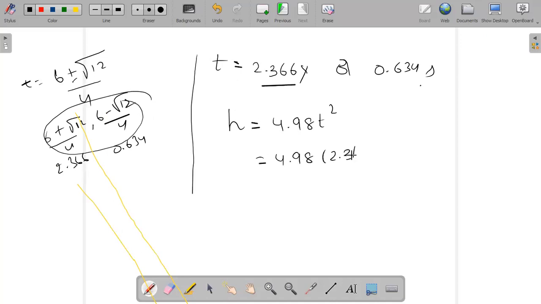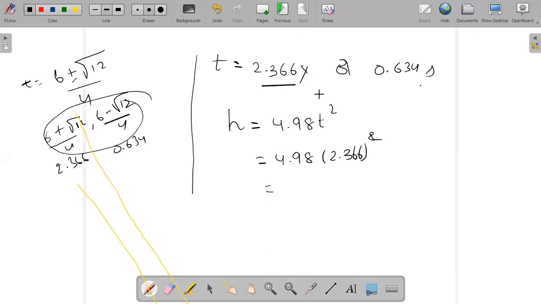4.98 into 2.366 whole square. Tell me what answer you are going to get. Everyone, fast. I'm not getting answers from you. No one is responding. If you don't respond, your attendance will not be considered. Please respond fast. What is the answer you are going to get?